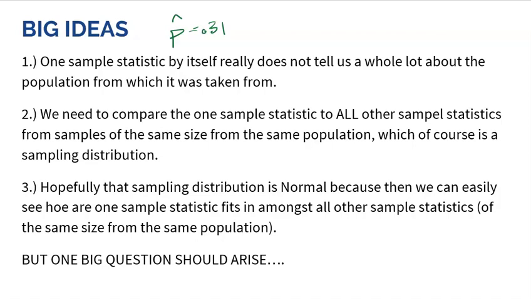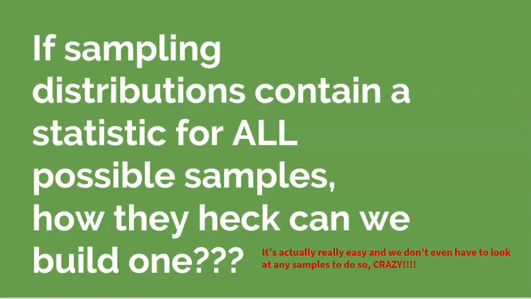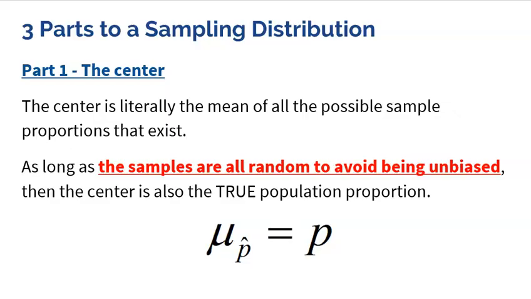But there's one big question that I'm hoping maybe you're thinking, one big question that should arise. If a sampling distribution contains a statistic for all possible samples, how the heck can we build one? There's millions upon millions of samples out there, especially with large populations. How the heck are we supposed to look at every single sample? It's impossible. Well, it's actually really easy to do. And the crazy thing is, we don't even have to look at any samples to do so. So let's dive right into it.